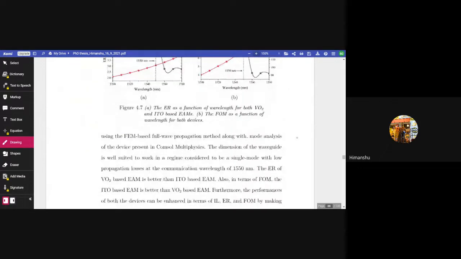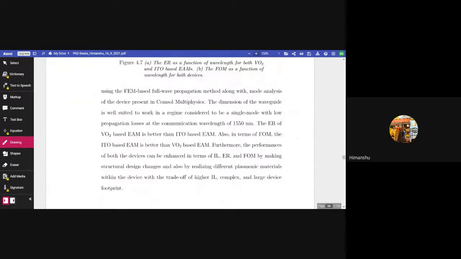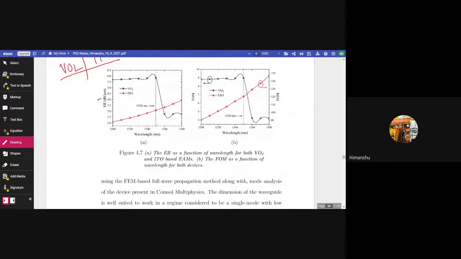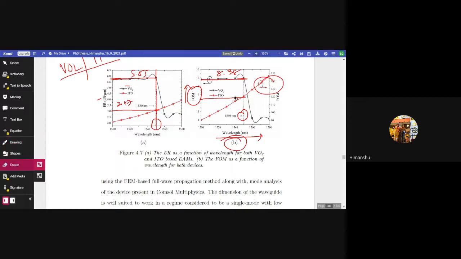Similarly, the extinction ratio for both the devices, VO2 and ITO, is shown in figure 4.7a, and we have compared the result. At 1550 nanometer, the extinction ratio for VO2 was around 5.85 dB per micrometer, and for indium tin oxide it was around 3.07 dB per micrometer. Similarly, the figure of merit for both devices is shown in figure 4.7b over the wavelength range from 1500 nanometer to 1580 nanometer. At 1550 nanometer, the figure of merit for vanadium dioxide was found to be 8.98, and for indium tin oxide it was around 122. So these results are shown in figure 4.7a and 4.7b.